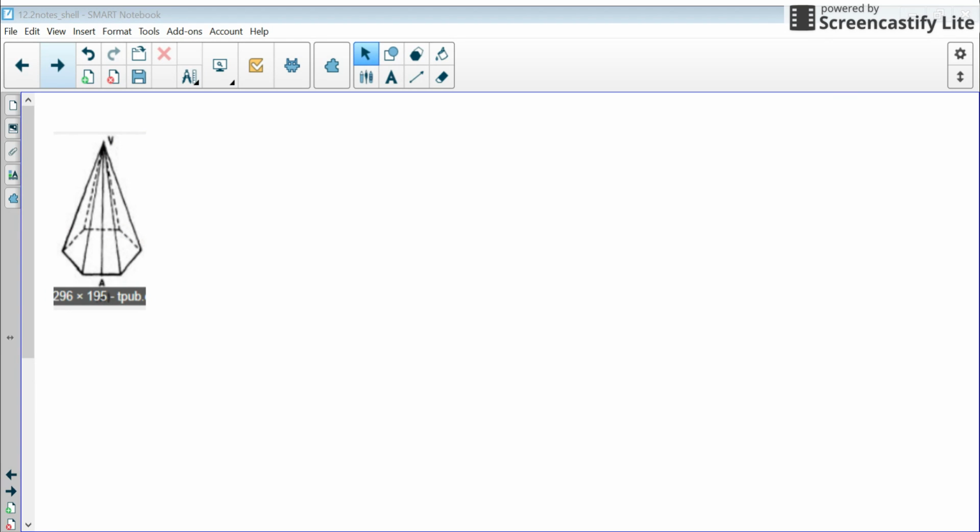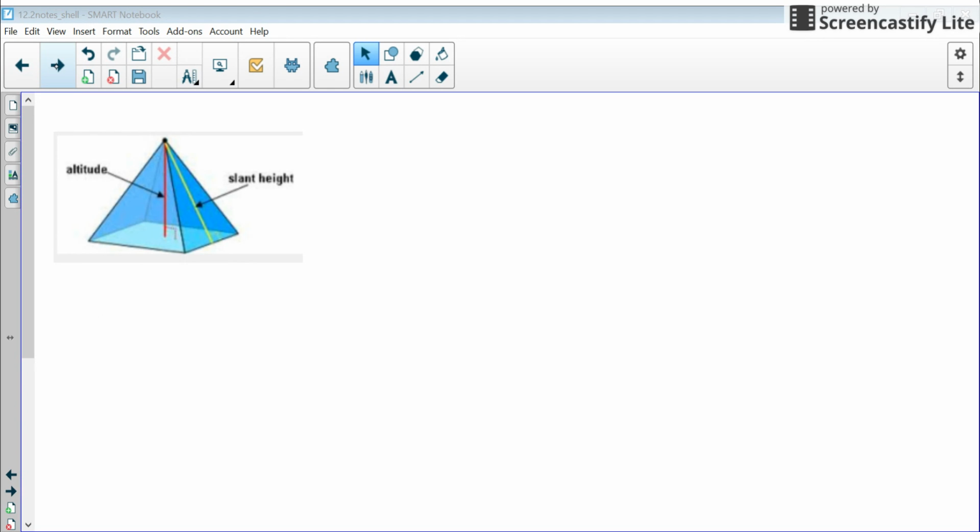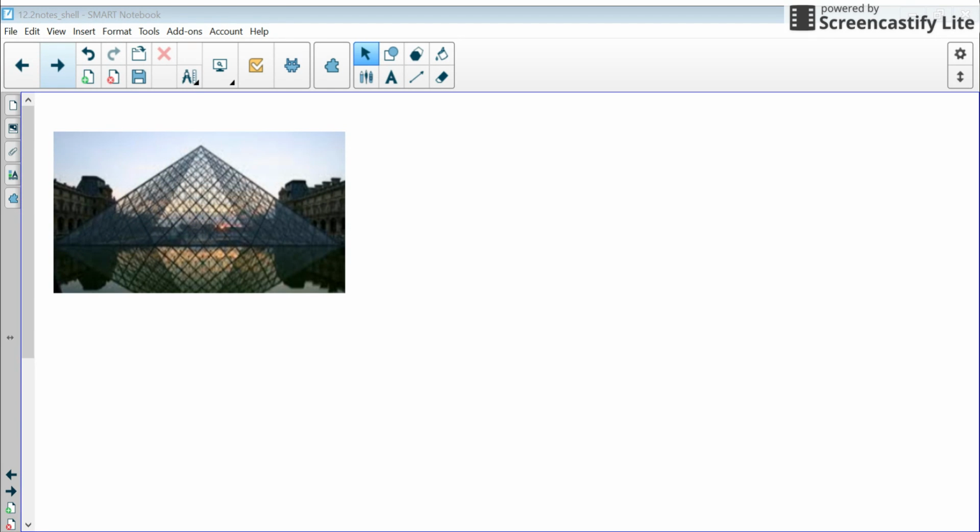So here is one pyramid with a hexagon base, regular hexagon base. Here's a pyramid with a regular pentagon base. It doesn't have to be a triangle. And then let me flip through a few more. There's a famous pyramid that you see.